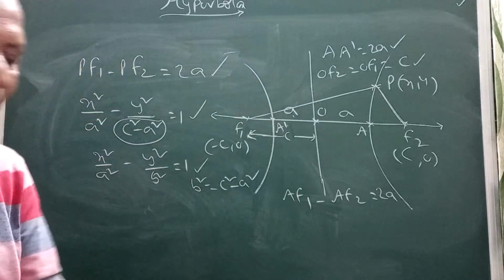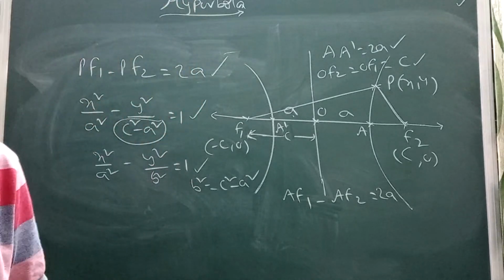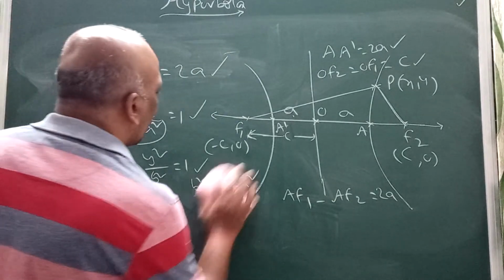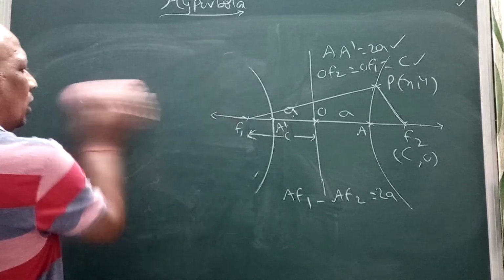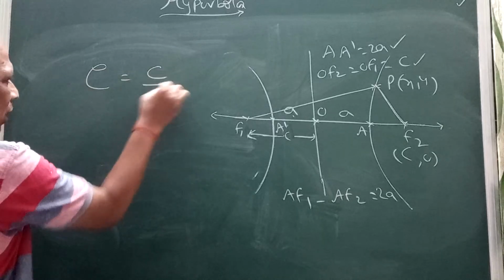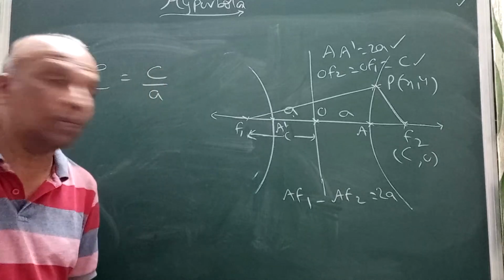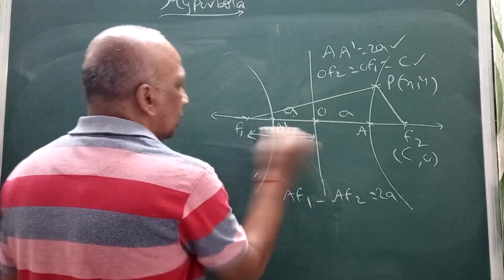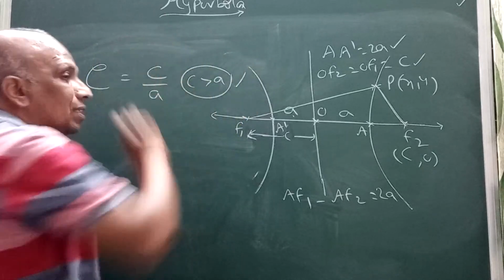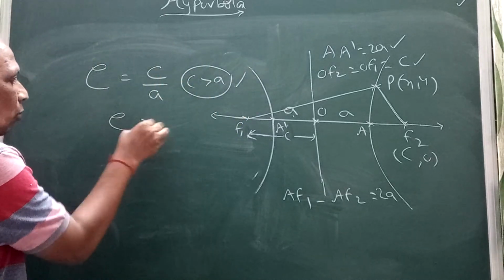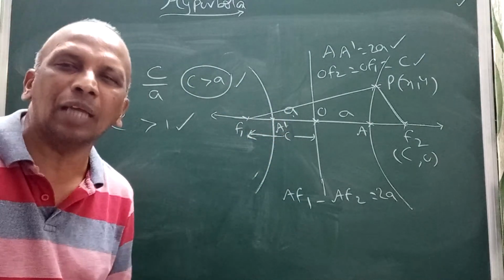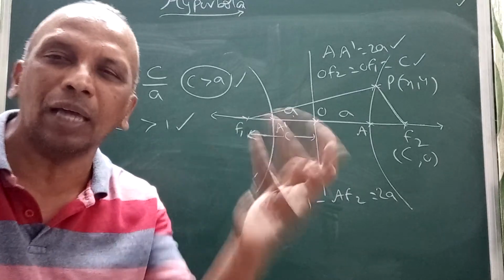But before the standard equation, I will discuss eccentricity. What is the meaning of eccentricity? Eccentricity is denoted by e, which is equal to c by a. Here c is greater than a, so it is never less than 1. Always, the eccentricity is more than 1, because c is greater than a. Remember, the eccentricity of a hyperbola is greater than 1.